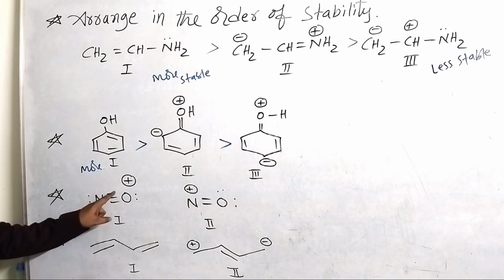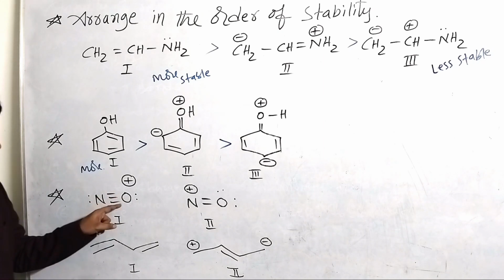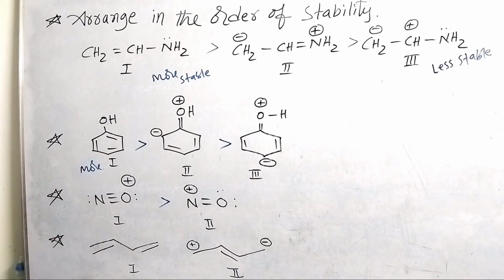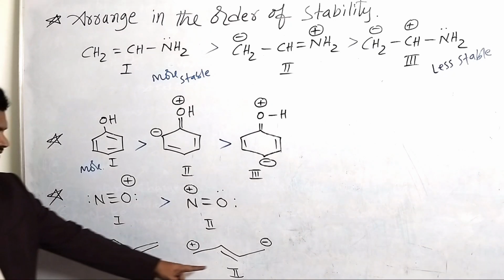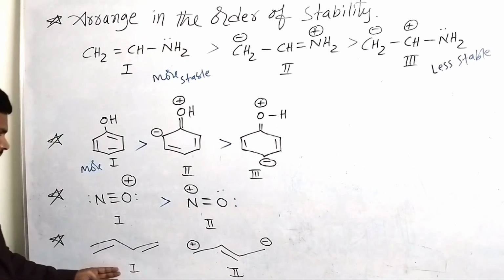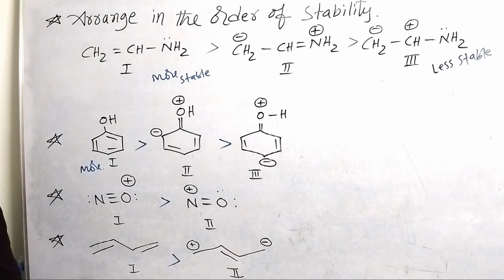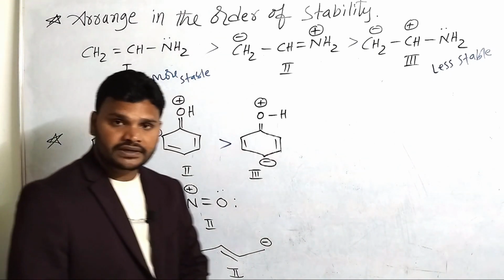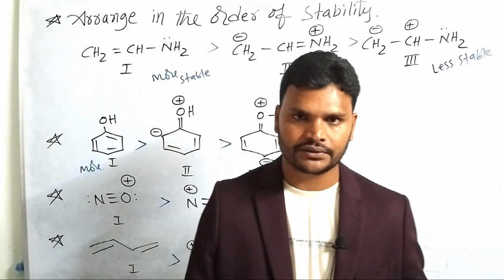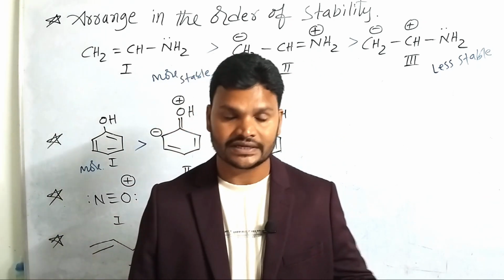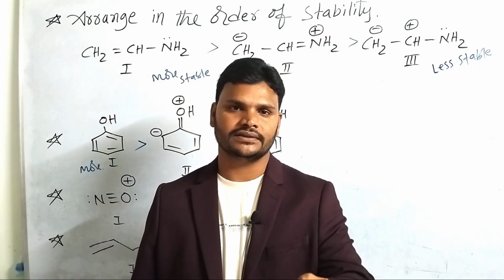Next, 1, 2, 3. 3 bonds. Here only 2 bonds. That's the reason the first one is more stable. Next, same logic. This is neutral, this is charged. Otherwise, you may apply here 2 pi bonds, here only 1 pi bond. Which is more stable? Clear? But this concept is only related to resonating structures. If the given structures are resonating structures, then only you have to apply these rules.